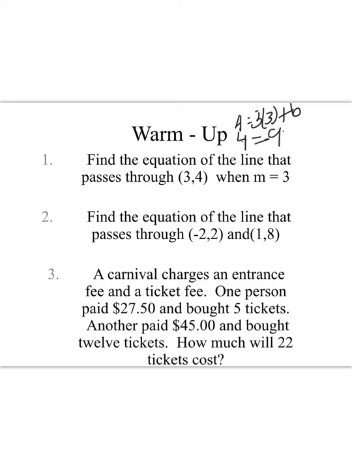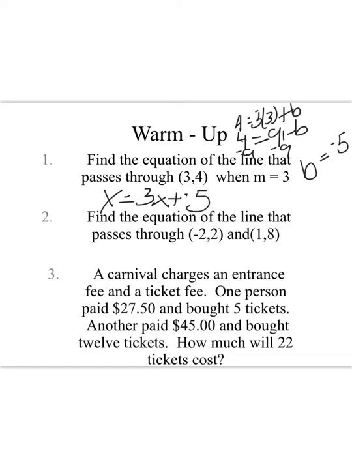So 4 equals 9 plus b. We're going to subtract 9 from each side. And we're going to get that b equals negative 5. So now that we know that b equals negative 5, we can plug back into our slope-intercept form equation. So y equals 3x plus negative 5.